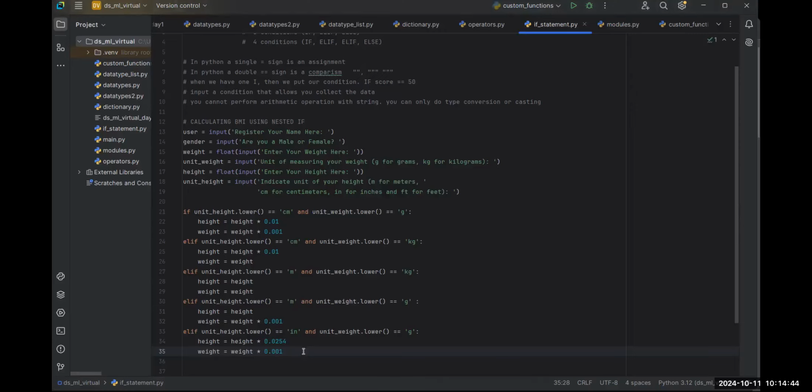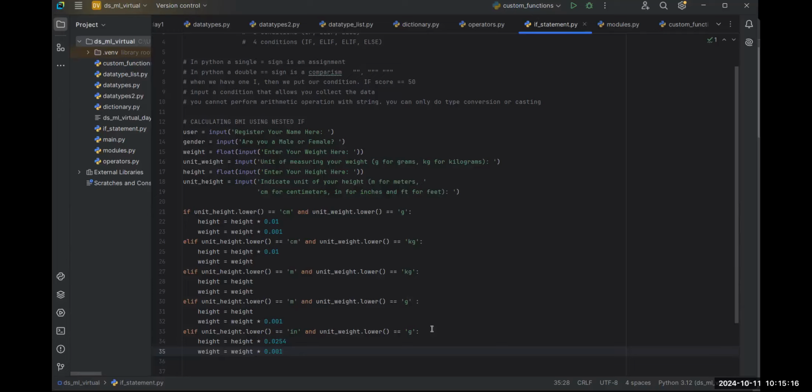Now, the next thing that we want to do again is we have done inches to gram. We have done meter to gram. Now, let's start from here. Let's start from the beginning. We have done centimeter to gram, centimeter to kilogram, meter to kilogram, right?